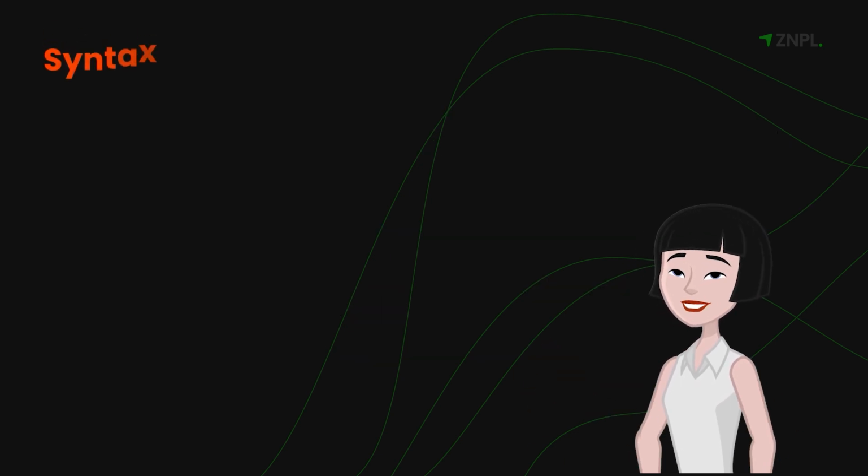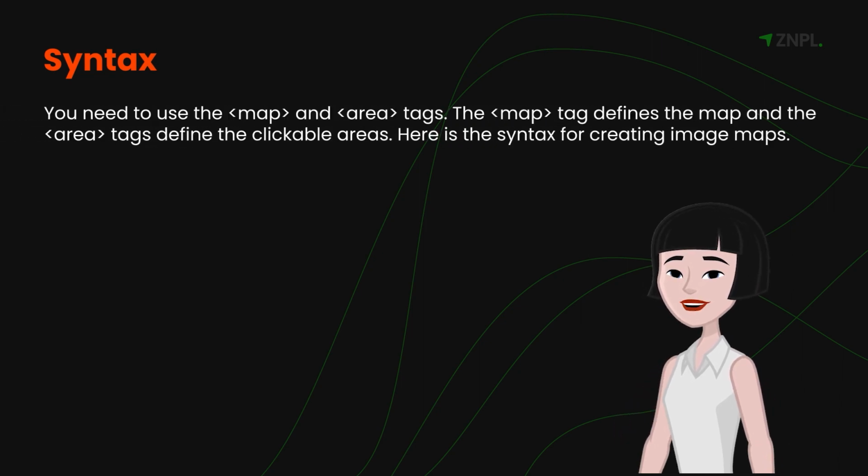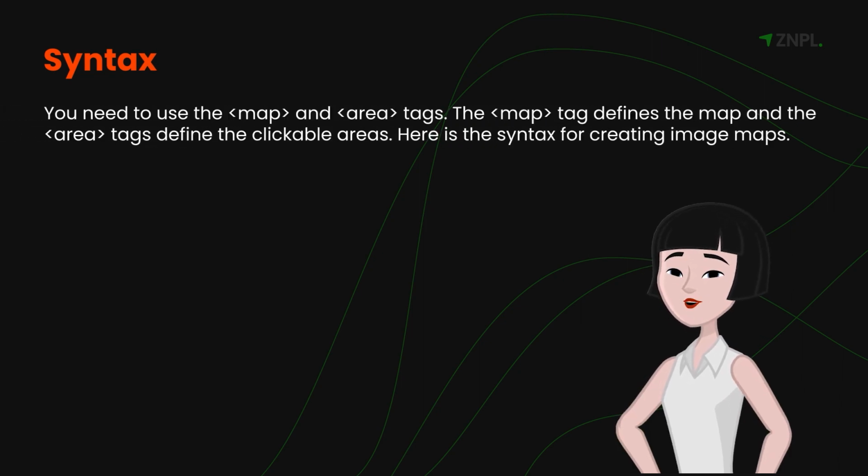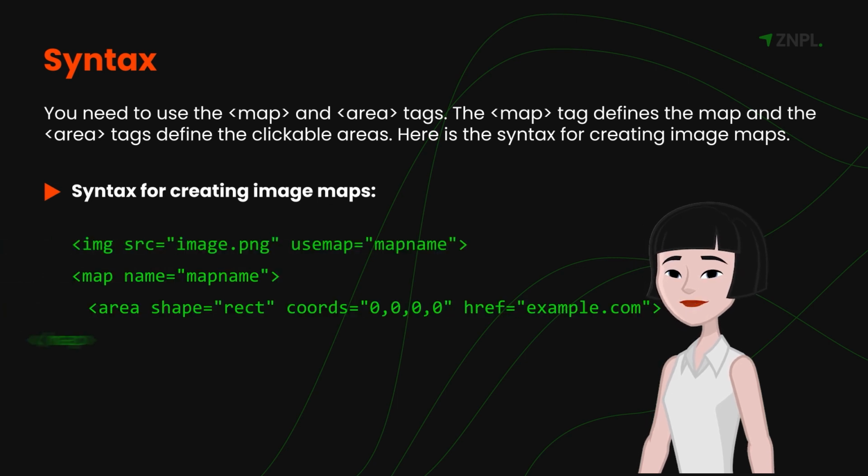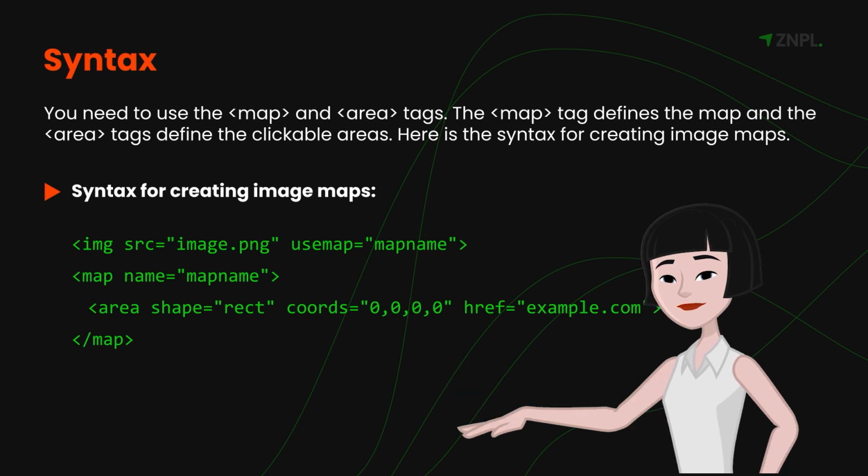Syntax: you need to use the map and area tags. The map tag defines the map, and the area tags define the clickable areas. Here is the syntax for creating image maps. To create an HTML image map, you need to follow these steps.